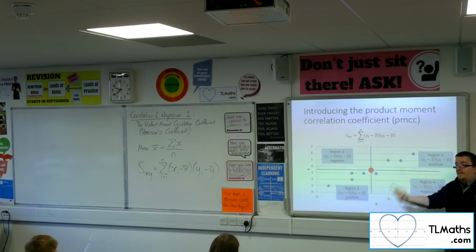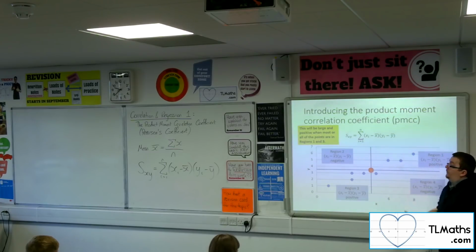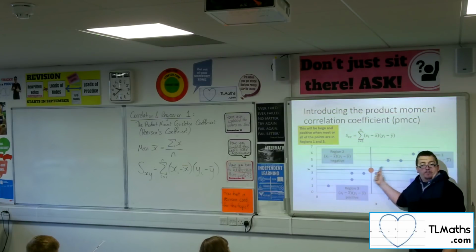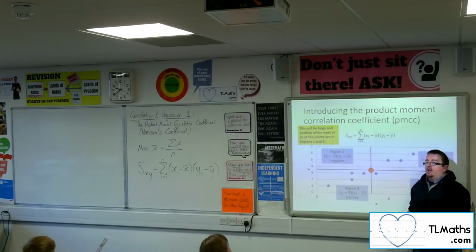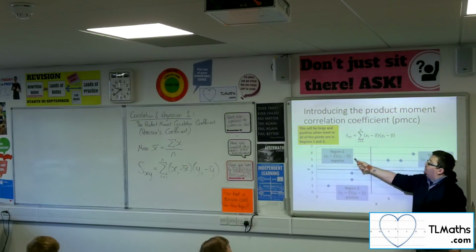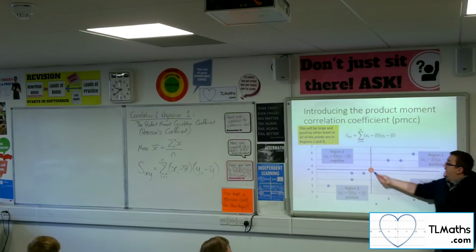Now, if I add them all together, I'm going to get what would be a large positive number, because the majority of my data is in region number 1 and region number 3. I'm adding positive numbers together. Brilliant. It's positive correlation, isn't it? So it makes sense. If I had most of my data up here and down here, I'd get negatives and negatives. So I'd add them all together, I'd get a negative result. That makes sense, because it would be negative correlation in that case.